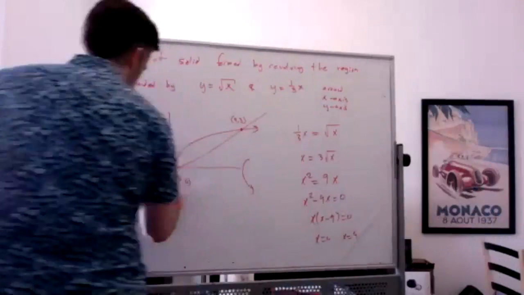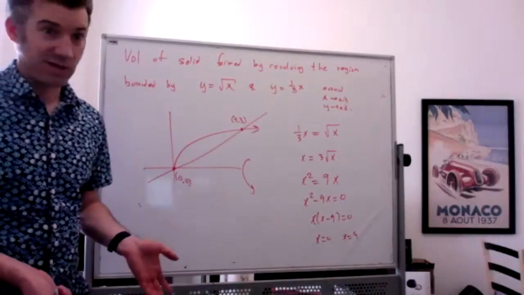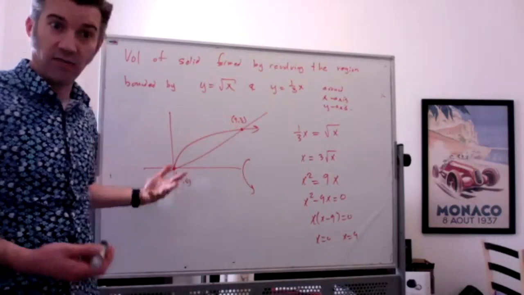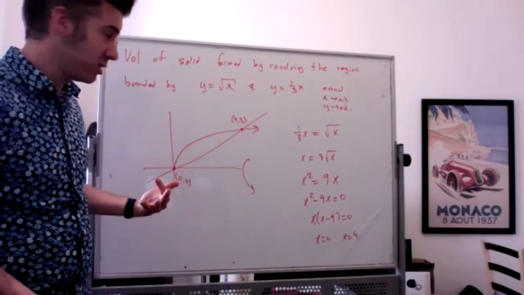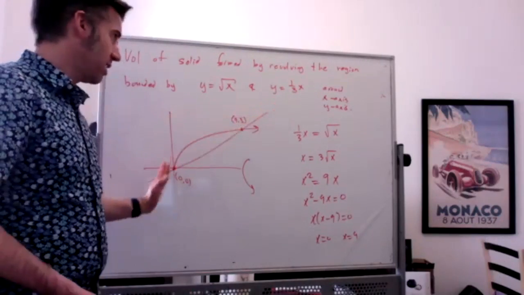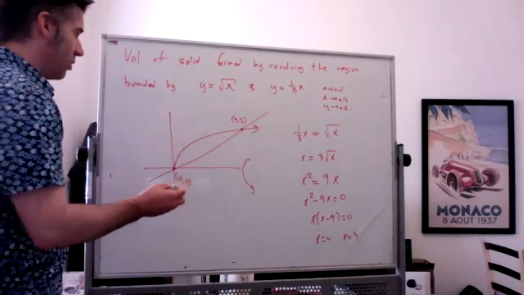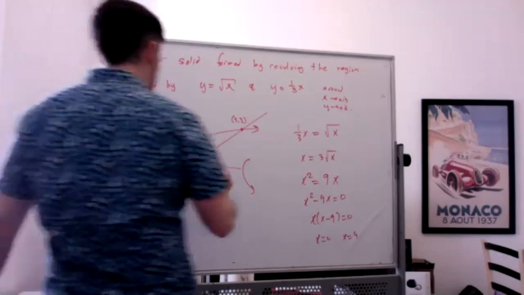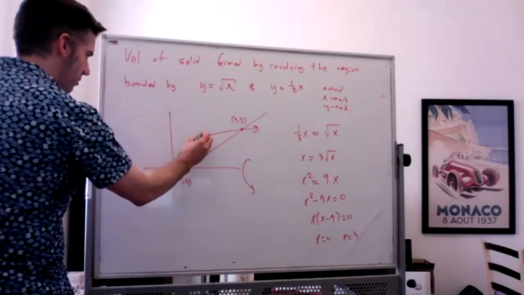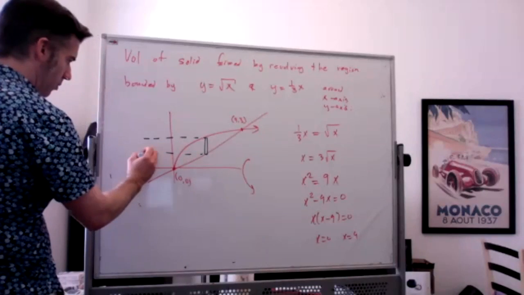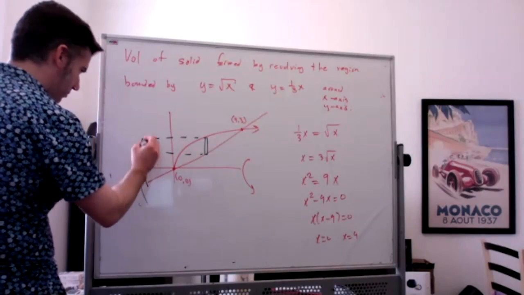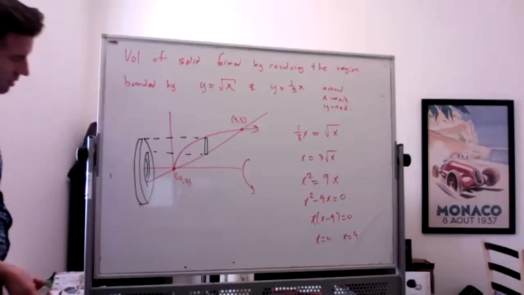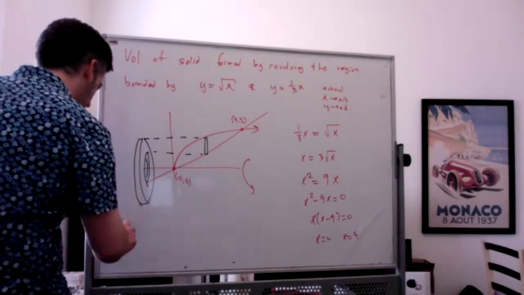So let's see. I think we're using the washer method because our region doesn't have the axis of rotation as one of its boundaries. Right? The only boundaries of this region are y equals 1/3 x and y equals the square root of x. So I'm going to take this strip, or this rectangle, and rotate it around. And when I rotate it around, we get a washer. Right, there's our washer.